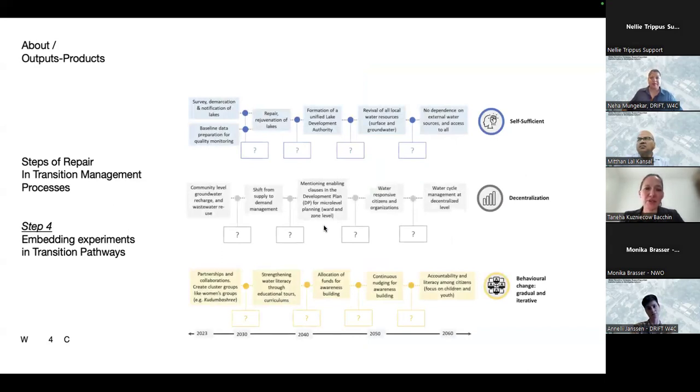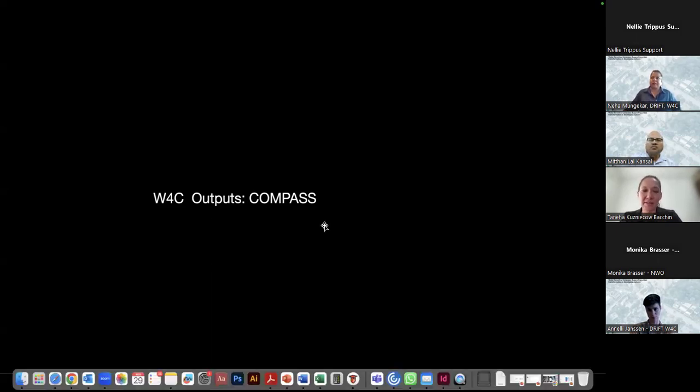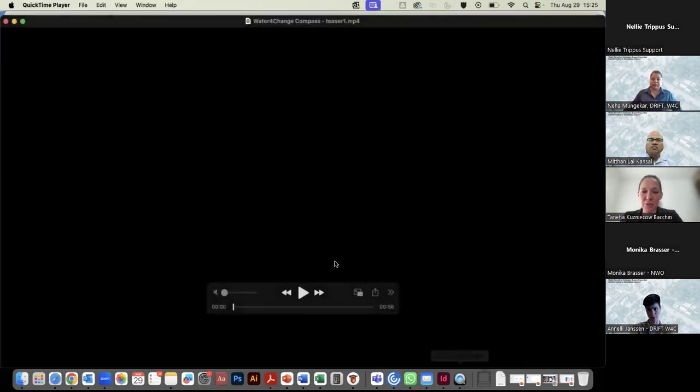Yes, thank you. So with this, everything that combined gave us the ground to produce our compass, which I'm going to introduce now to you. So I'm going to start with a small teaser of the compass. It's still in its final fine-tuning and production. We hope to publish online to the public by the end of the project in March 2025. But I would like to show you a teaser of the tool now.